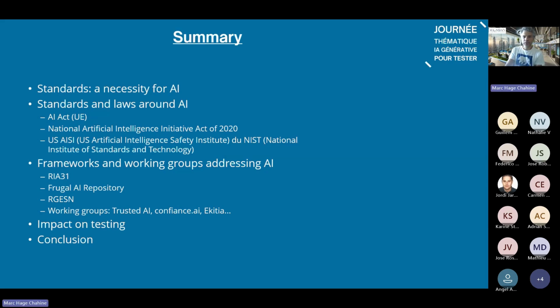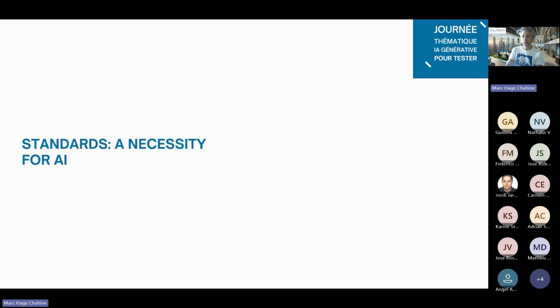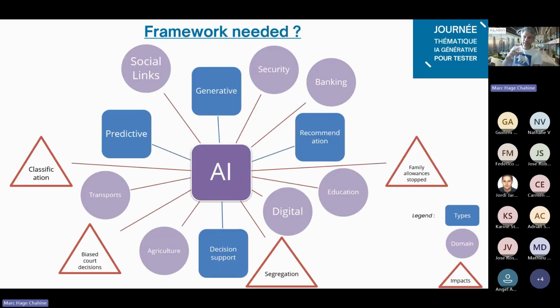So, about the standards and the necessity to use them. AI, that's a buzzword, but AI is really complex. It has impact on everything in digital. They make classifications, they make code decisions, they can make segregations and have issues with family allowances. All I'm talking about is things that are forbidden or that already happened.